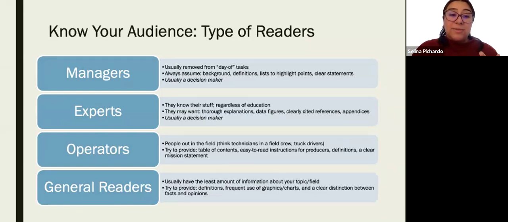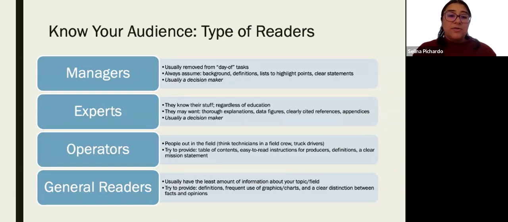So when it comes to managers, always assume that they need a refresher of background, definitions, lists to highlight points, clear statements. Usually, managers are the decision makers. So that usually means they're constantly being interrupted with all of these other things. So managers want the information right off the bat. They're going to be looking at summaries. They might be looking at your conclusion at the end.